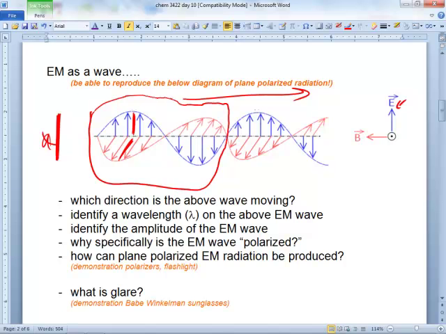why specifically is this guy polarized? Anna, why would you say that this thing is polarized? If I said draw a plane polarized radiation, you have to draw something like that. What's so special about it? The hint is plane.